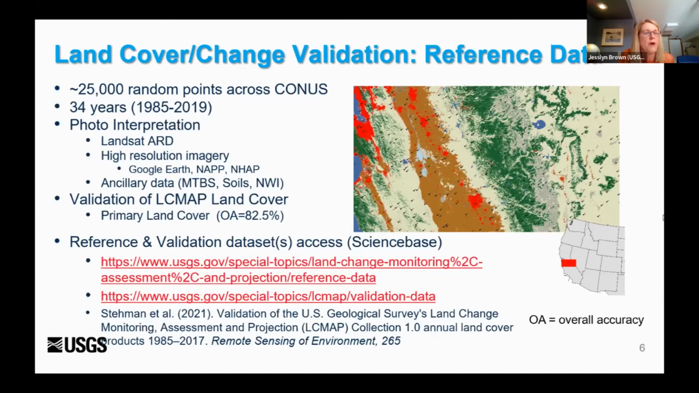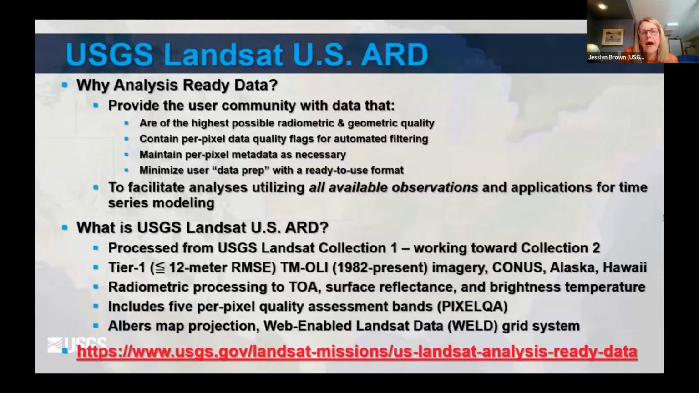And I also have listed a reference here of that paper that was just released in 2021, showing our validation. So our primary land cover accuracy is hovering around the low 80s. 82.5 was for collection 1.1, I believe. Stable accuracy across the record, but we're seeking to improve our land cover accuracy going into the future. And with that, I turn it over to Steve.